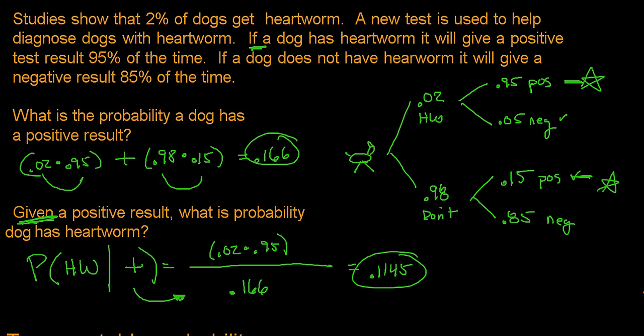Now, a lot of people say, well, wait a minute. It's a positive test result. Doesn't that mean they have heartworm? Yes, but remember, most dogs don't have heartworm, which is why that fake positive is probably what's happening here. Obviously, there's still an 11% chance your dog really has heartworm, but since heartworm is a pretty rare thing, most dogs don't have it anyway. So if you get that positive result, don't panic. Your dog might not have heartworm. There's an 11.45% chance that you actually have heartworm if you get that positive test result.